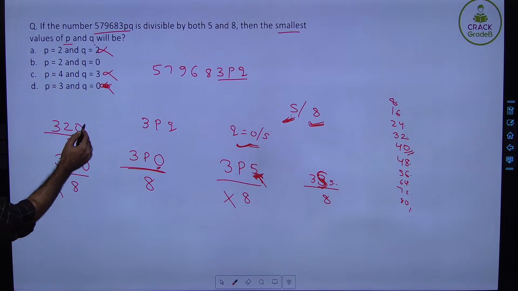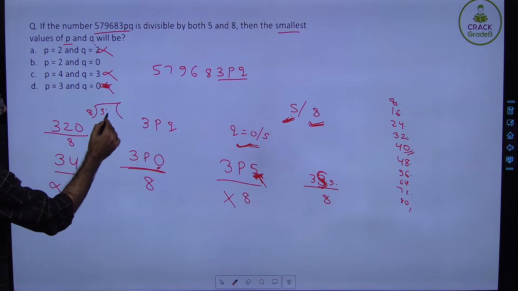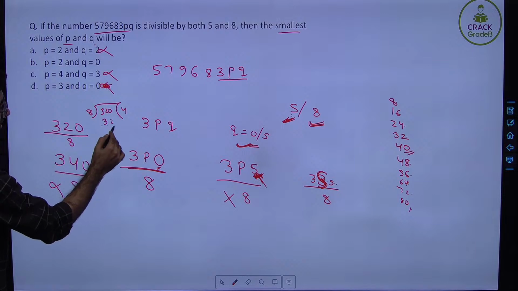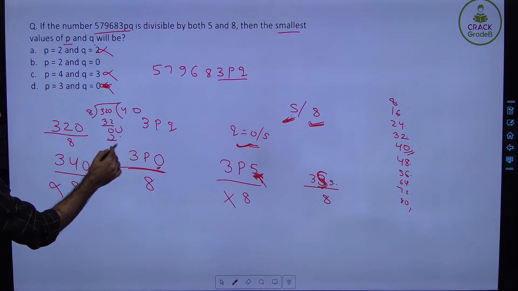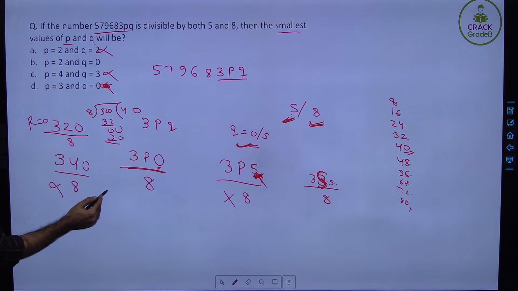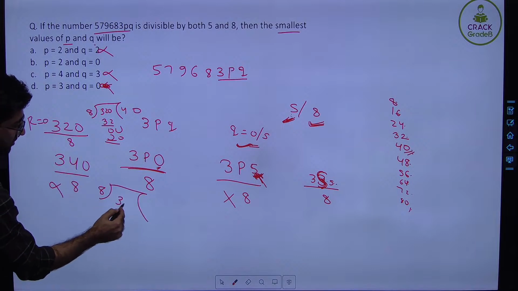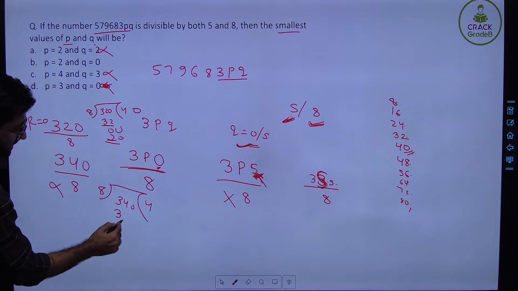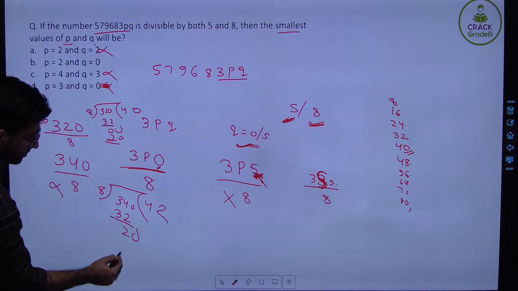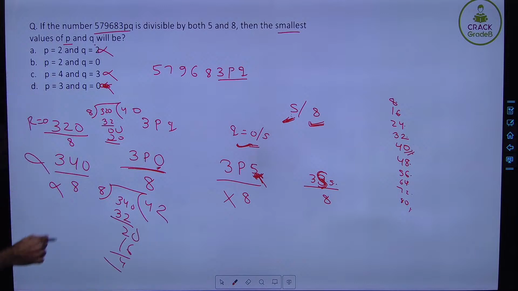Try to divide it. 8 into 4 is 32, 0, 0. So the remainder is 0 in this case. The remainder will not be 0 in this case. 8 into 4 is 32, 8 into 2, you will get remainder 4. So 340 is not acceptable, right?